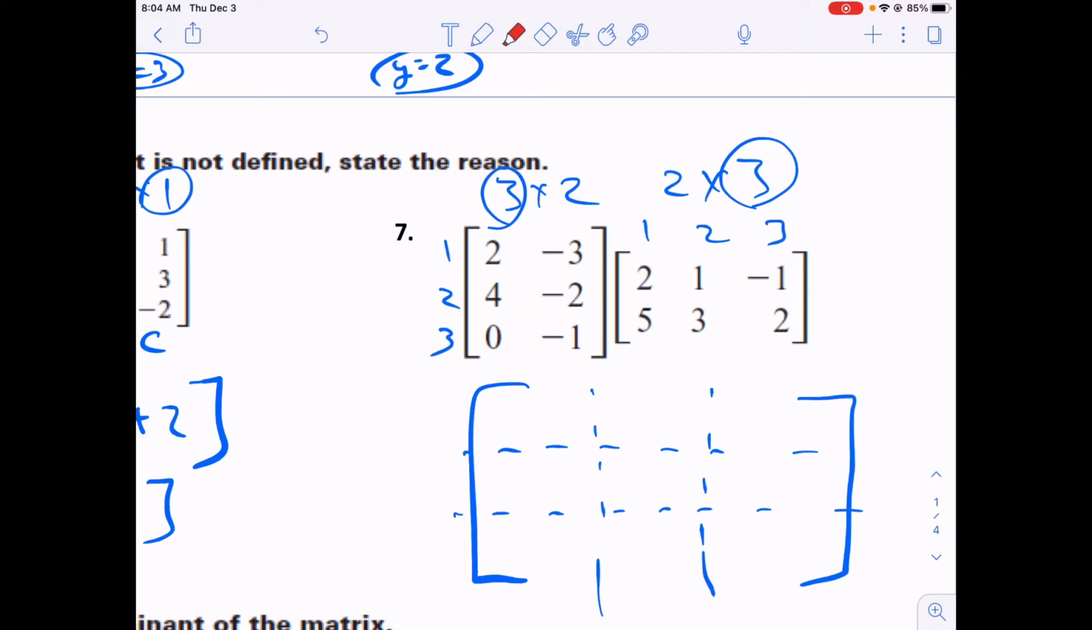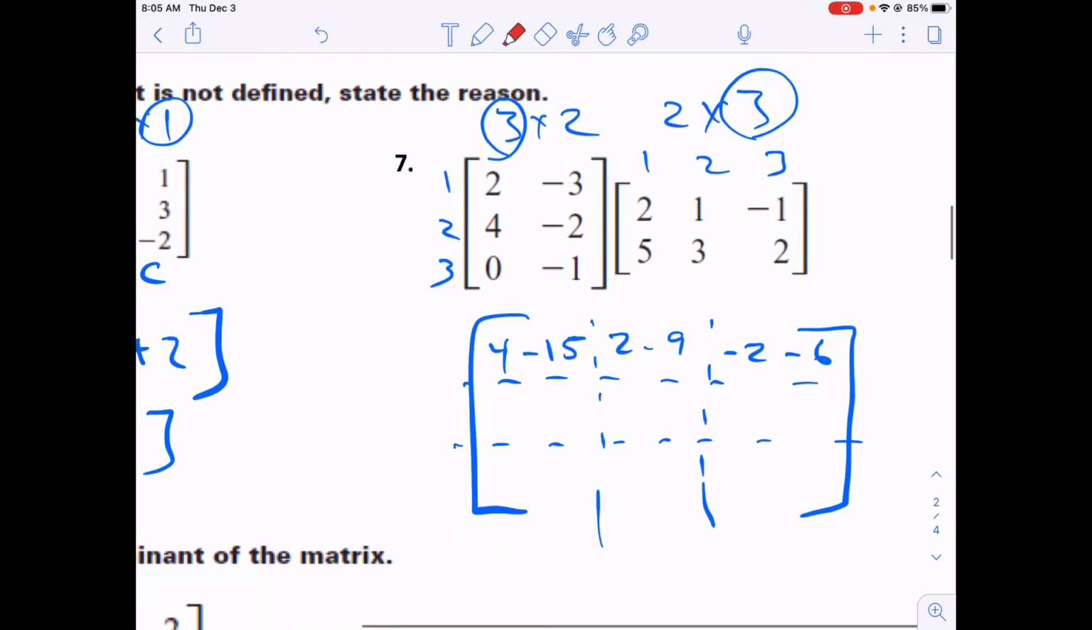So I'm going to start with row 1, column 1, which goes here. I'll be marking all these up. 2 times 2 is 4. Negative 3 times 5 is negative 15. Okay, now I'll go to row 1, column 2, and that's right there. So it's 2 times 1 is 2. Negative 3 times 3 is negative 9. And then over here, this is row 1, column 3. Row 1, column 3. So we have 2 times negative 1 is negative 2, negative 6. And we'll clean those up later.